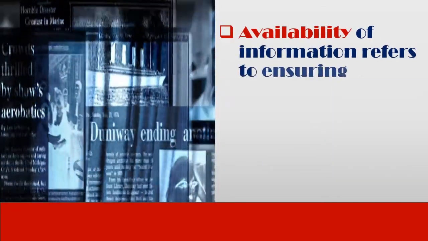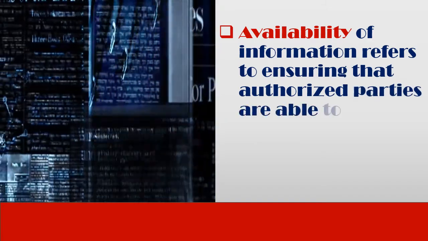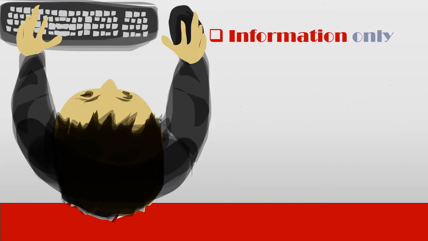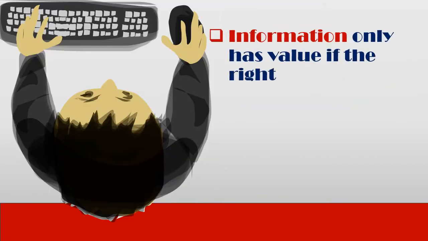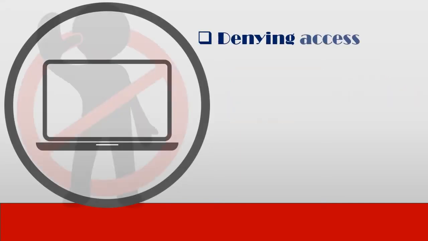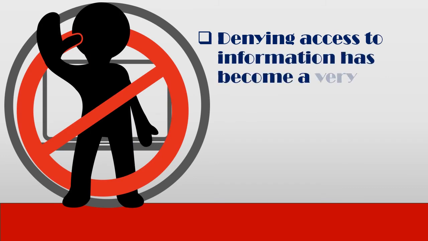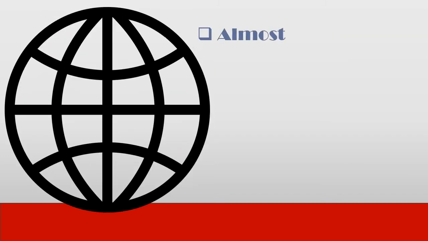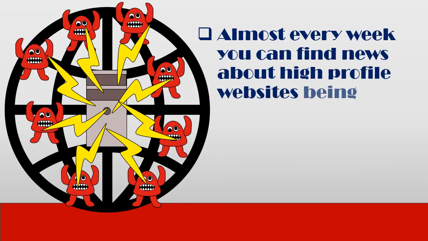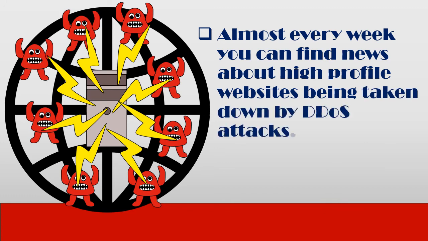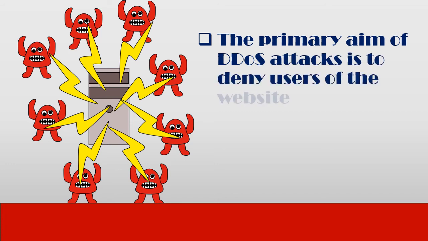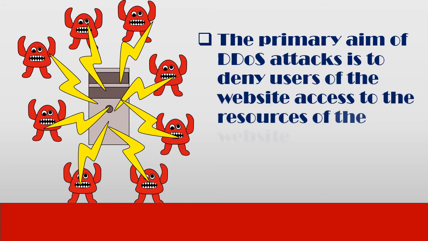Availability of information refers to ensuring that authorized parties are able to access the information when needed. Information only has value if the right people can access it at the right times. Denying access to information has become a very common attack nowadays. Almost every week, you can find news about high-profile websites being taken down by DDoS attacks. The primary aim of DDoS attacks is to deny users of the website access to the resources of the website.